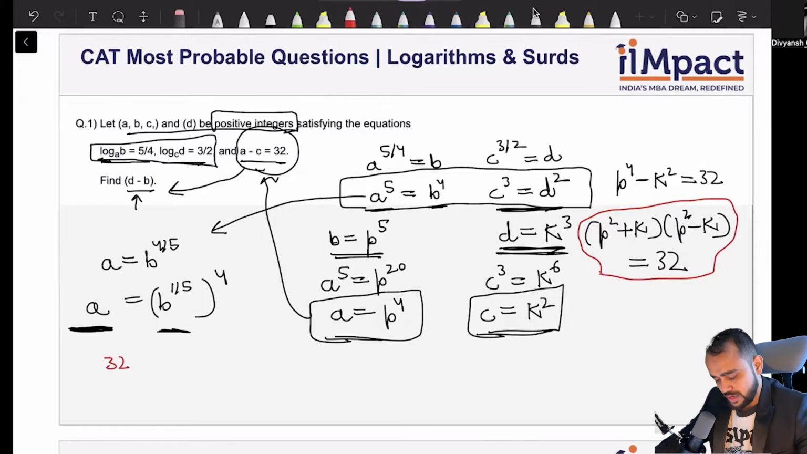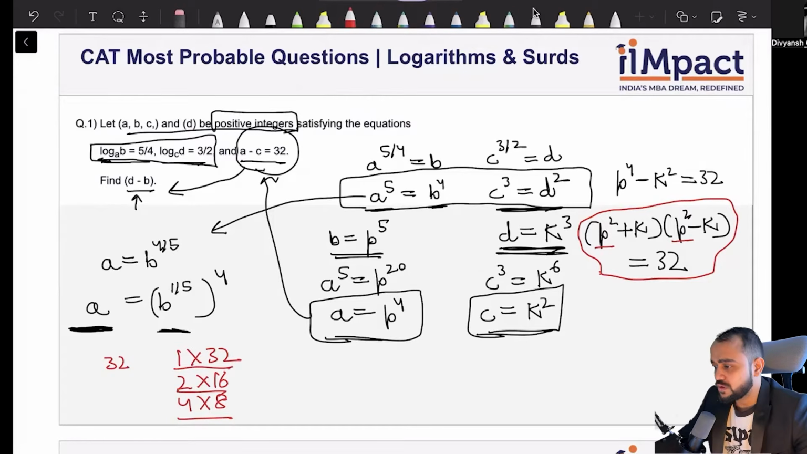I know 32 can be expressed as 1 into 32, 2 into 16, 4 into 8. Do I need to check further? Now, the sum of these two will give me 2P square because K will cancel out. P square plus K plus P square minus K will give me 2P square. One of these factors, the lowest one, is supposed to be P square minus K, and the highest one is supposed to be P square plus K.